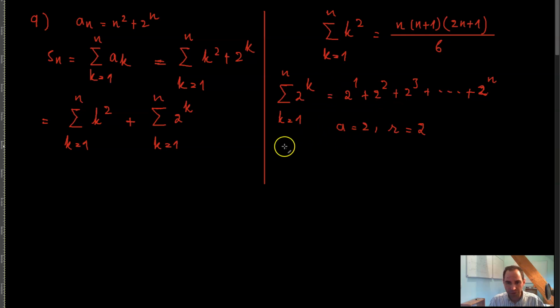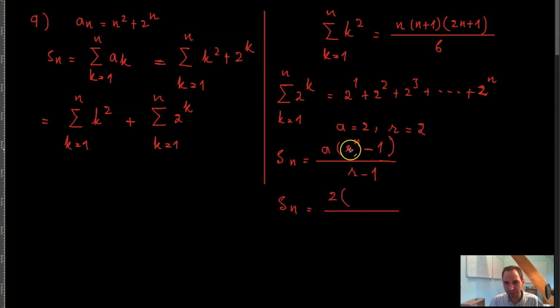And you know that in a geometric series, s of n is equal to a times r raised to the power n minus 1 over r minus 1, right? Which means that here your s of n would be equal to 2 times r, which is equal to 2 raised to the power n minus 1 over 2 minus 1, which is the same thing as 2 times 2 raised to the power n minus 1.